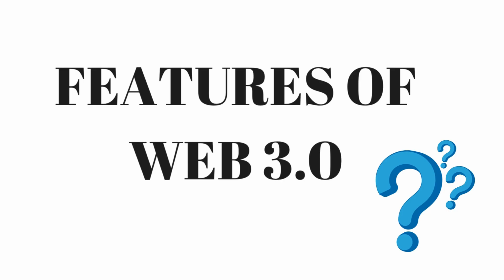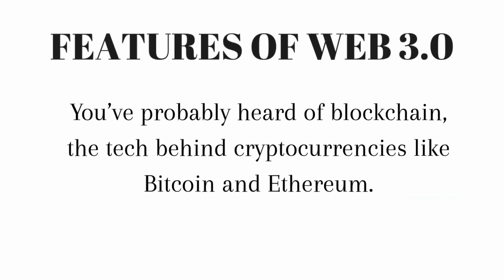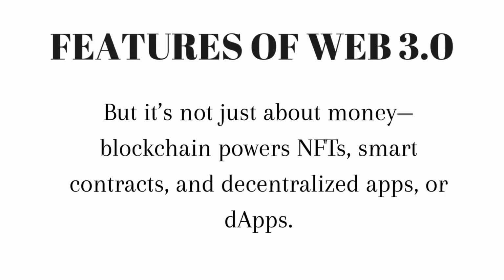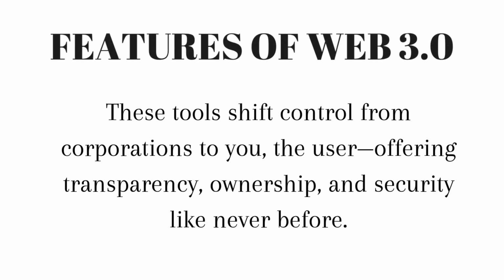Let's break down some core features of Web 3.0. You've probably heard of blockchain, the tech behind cryptocurrencies like Bitcoin and Ethereum. But it's not just about money. Blockchain powers NFTs, smart contracts, and decentralized apps, or dApps. These tools shift control from corporations to you, the user, offering transparency, ownership, and security like never before.